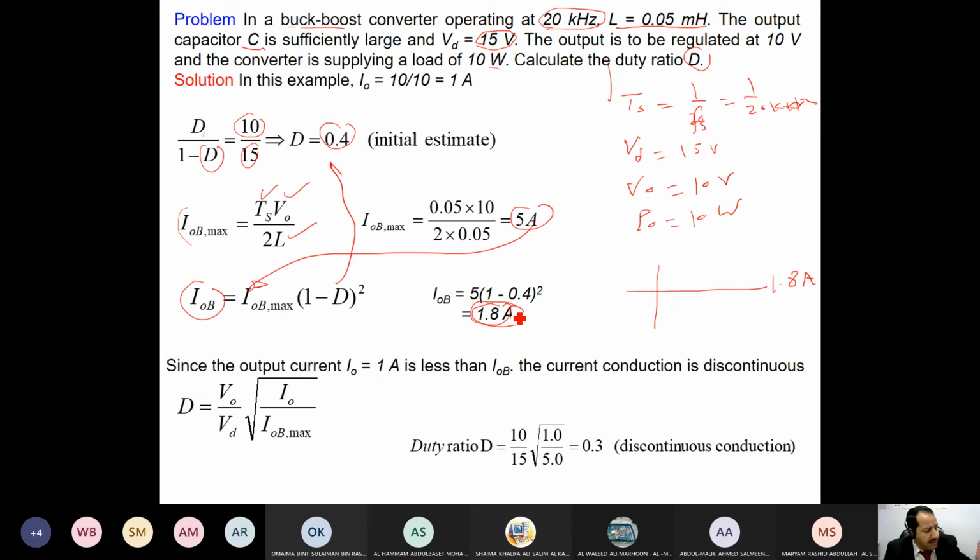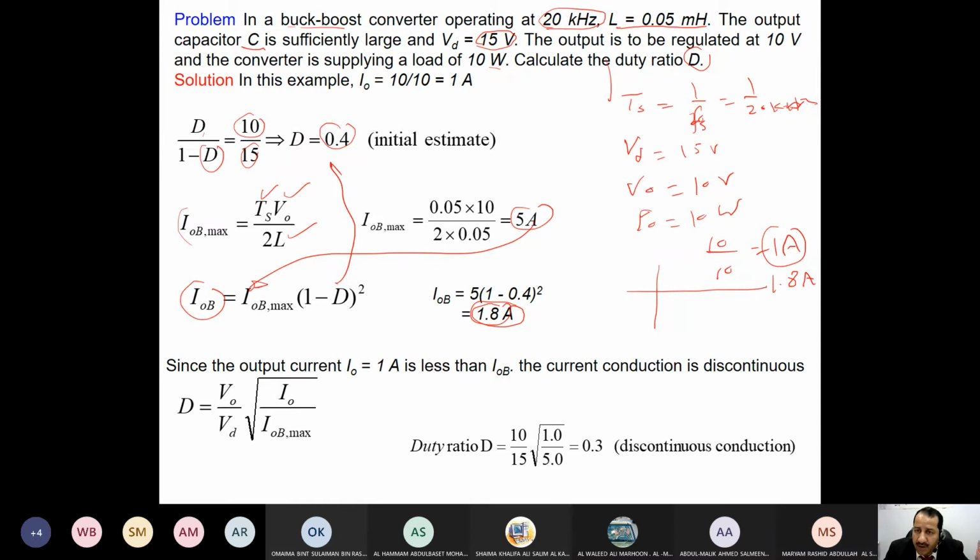Let's come to find the current of the circuit. I divide the power, 10, over the voltage, 10. It gives me 1 ampere. So the circuit current is 1 ampere. Now you tell me, is 1 ampere lower than 1.8 or greater than 1.8? You tell me.